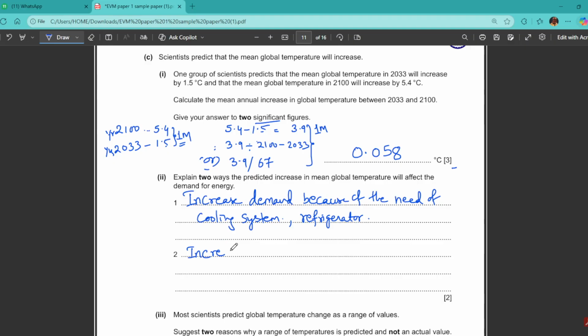So increased demand because electricity generation is difficult. So these are the 2 points that you can write for this answer.